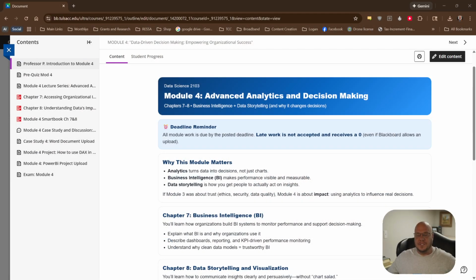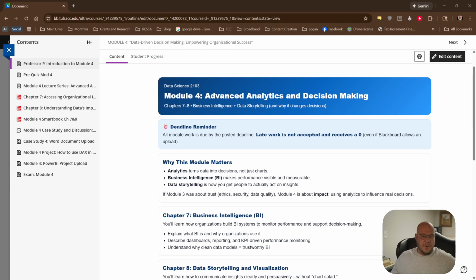Now why this module matters is most organizations are sitting on a mountain of data, but they still operate on gut feelings, habits, or whatever talks the loudest in the meetings. Business intelligence is how you change that. BI is the system and the mindset of turning raw data into usable insight, then putting it in front of the right people at the right time. If you want a very simple definition, BI is decision-making support at scale.